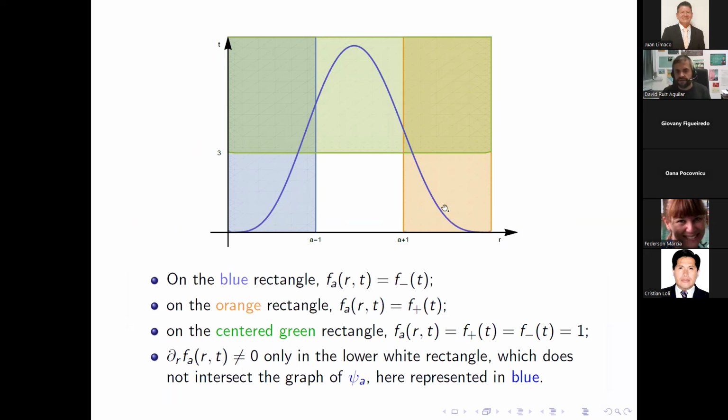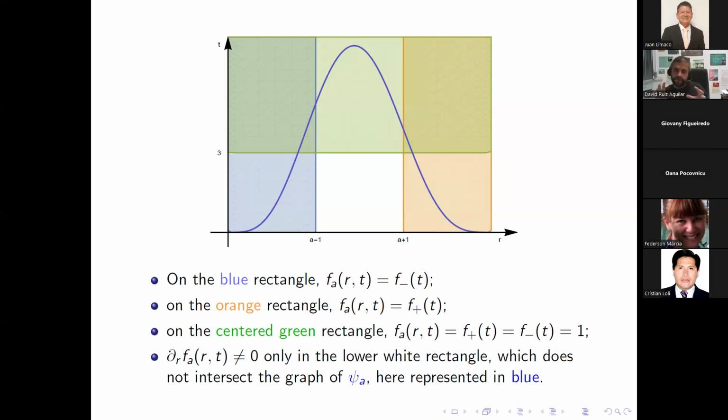But since the truncation has been given here and here, f plus and f minus are going to coincide, and they are going to be equal to 1 in the other parts. So basically, in this rectangle, the function is f minus. In this rectangle, the function is f plus. And in this rectangle, the function is exactly equal to 1. So this is a solution that is locally autonomous, let's say. Well, of course, this is the real profile.